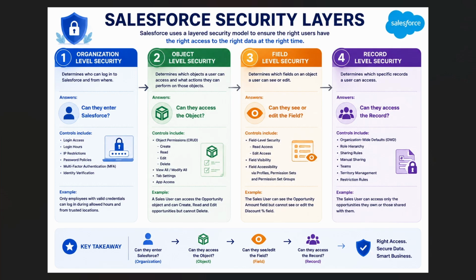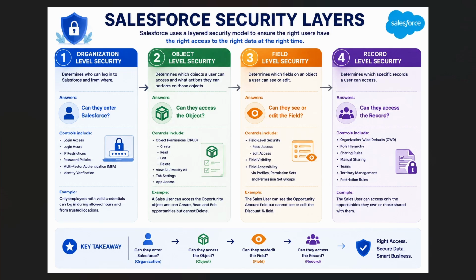For now, just remember that if we are talking about object level security, we are asking: can you access opportunities? And if we are talking about record level security, we are asking: which opportunity records can you access? This distinction is extremely important.